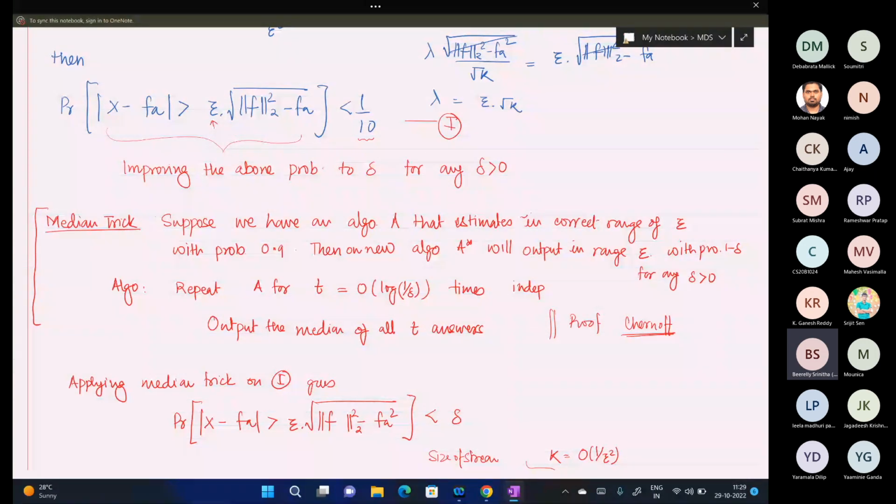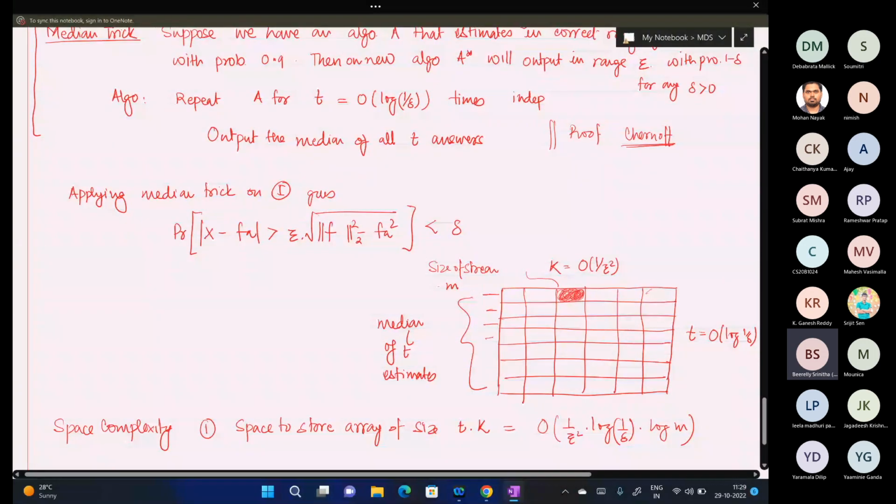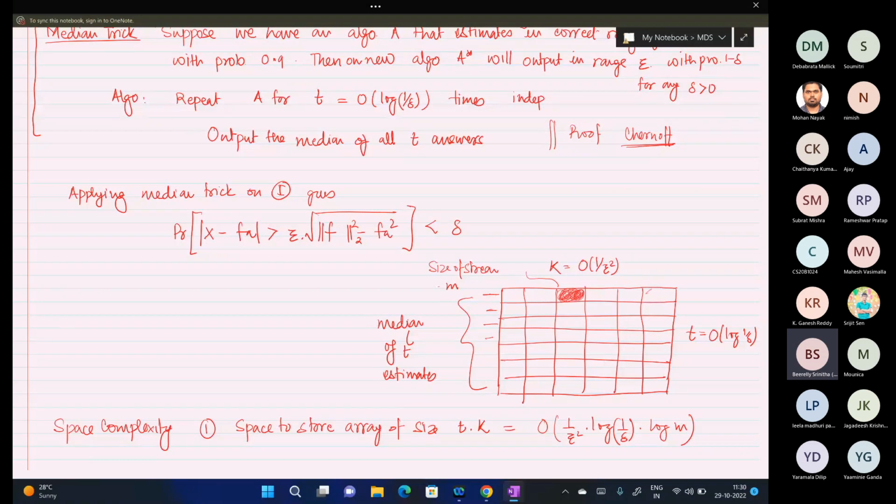So this is if we use one sketch, and then we repeat the same thing t times, where t is order log 1 by delta. Each of them gives us one estimator, and we use the median of those t estimators. Then using the guarantee of the median trick, we get this guarantee. And the rest we did was the space and time analysis.